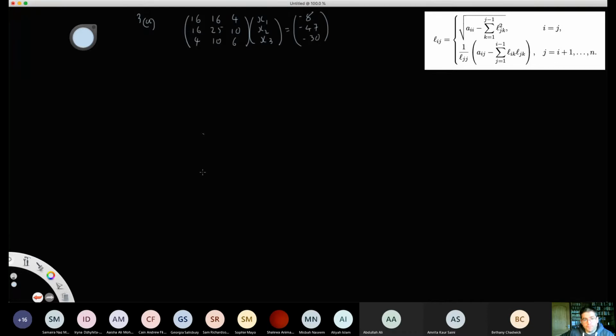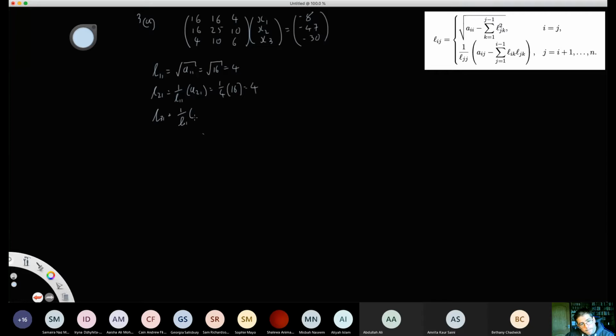Right. So first L11. So this is the first case, and because i is 1, we don't have any summation, so that's just going to be the root of our A11. So our L11 is going to be 4. Okay, L21, which is using the second case, so that's going to be 1 over L11 multiplied by A21. So it's 1/4 times 16, which is also 4. And similar for L31.